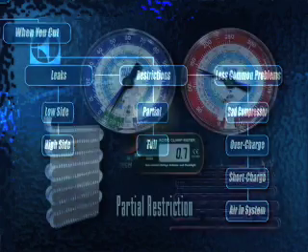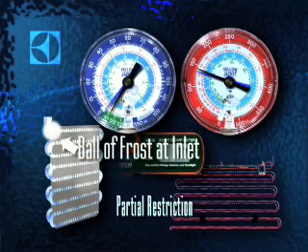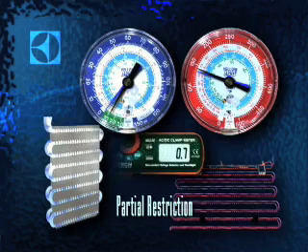Partial restrictions will feature low readings on your low-side gauge. It may eventually pull into a complete vacuum. The high-side gauge will read a little higher than normal, and the system will pull lower amps or watts than normal. The evaporator may only be partially frosted and may have a ball of frost at the inlet, and you'll hear some hissing and gurgling coming from it.